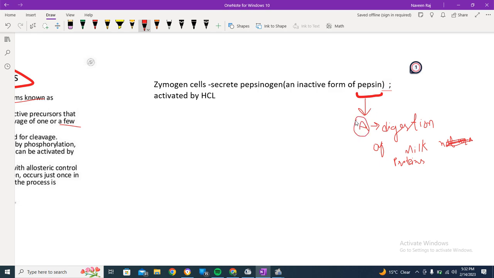So what is in the case of children? I'll be talking about this. I'm writing C for children. In children, we have got another enzyme for the breakdown of milk proteins. That is the prorenin. Prorenin.